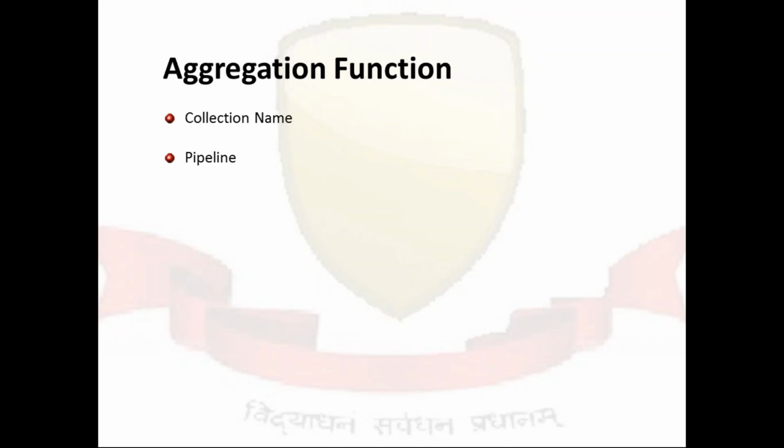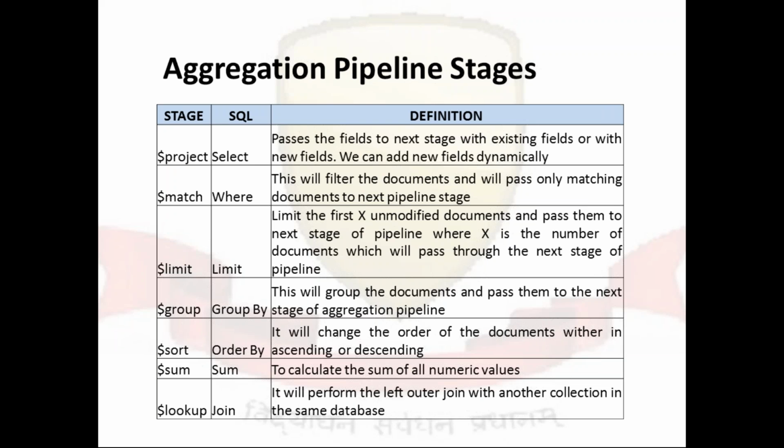Whenever we use this aggregation framework, MongoDB passes the documents of a collection through a pipeline. In this pipeline, documents pass through different stages that we will discuss in our next slide, and each stage changes or transforms the documents, and finally we get the computed result.